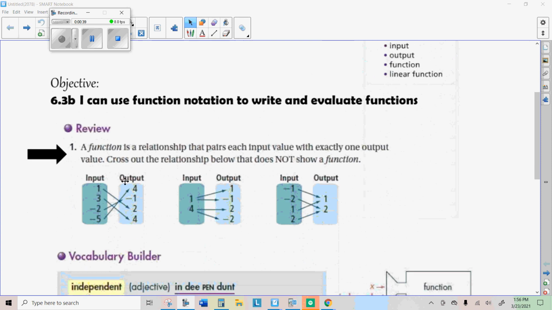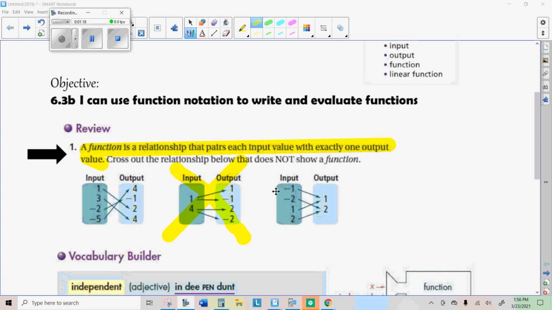So you may have heard this definition before, but may have forgotten. A function is a relationship that pairs each input value with exactly one output value. Sometimes we use a diagram that looks like this, and what we're doing is pairing each input with the output. If you see that any input value has more than one output value, then it's not a function. So see if you can find the one that's not a function.